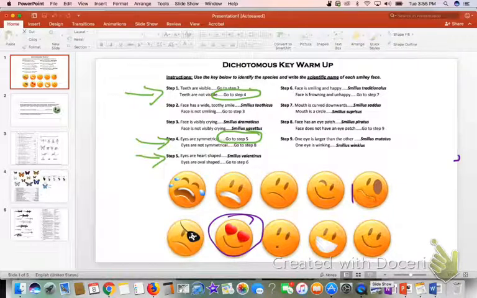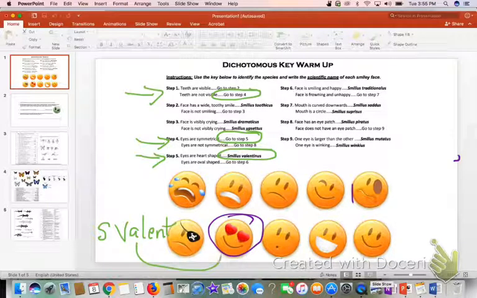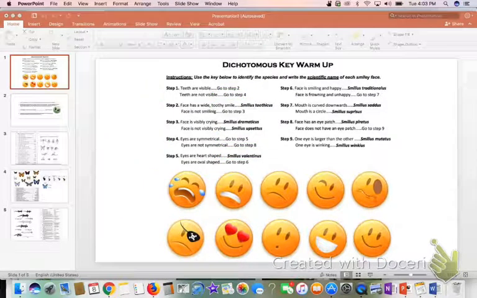Eyes are heart-shaped. Eyes are oval-shaped. So heart-shaped, its name is Smilus valentinus. Okay, so that's how we would label that one. Okay, let me turn the page here.